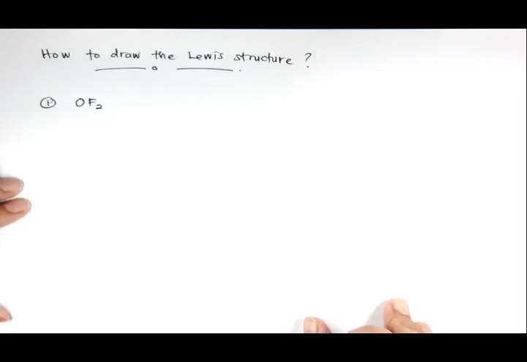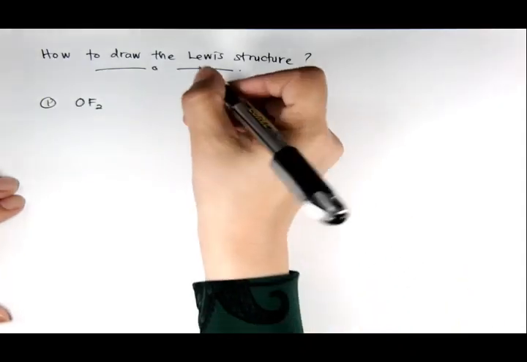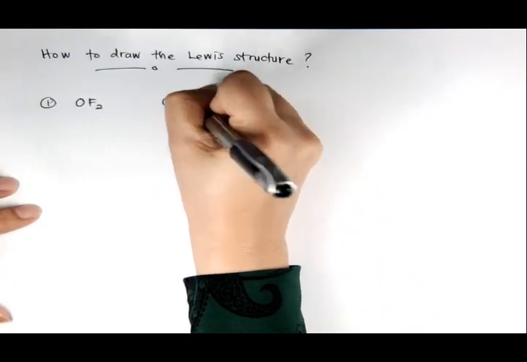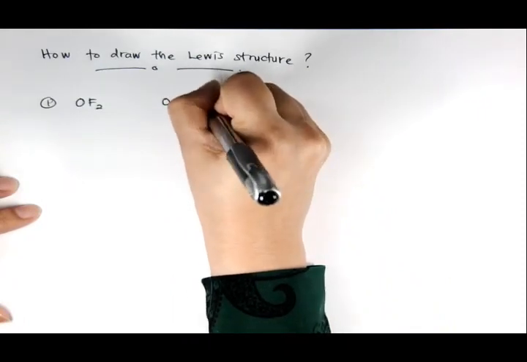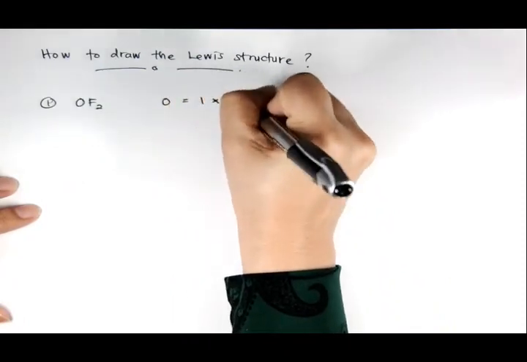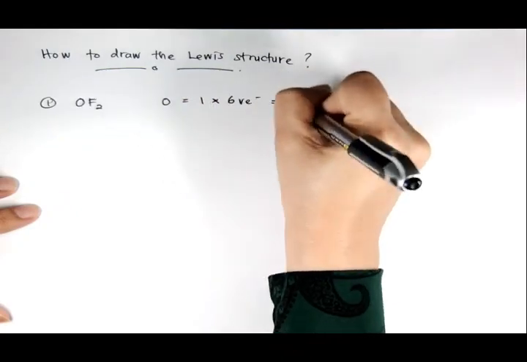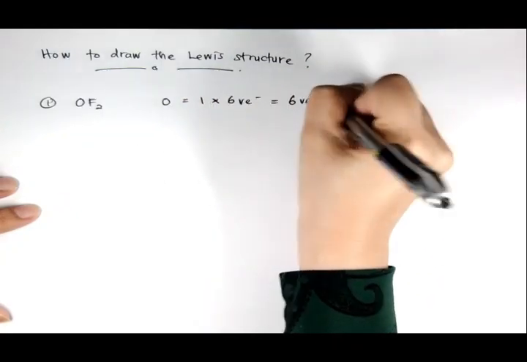Oxygen atom is from group 16 with 6 valence electrons, and fluorine atom is from group 17 with 7 valence electrons. So the first step to draw the Lewis structure is that we need to count the total number of valence electrons for each atom in the molecule. For oxygen atom, we have only one atom with 6 valence electrons. So that gives us 6 valence electrons.